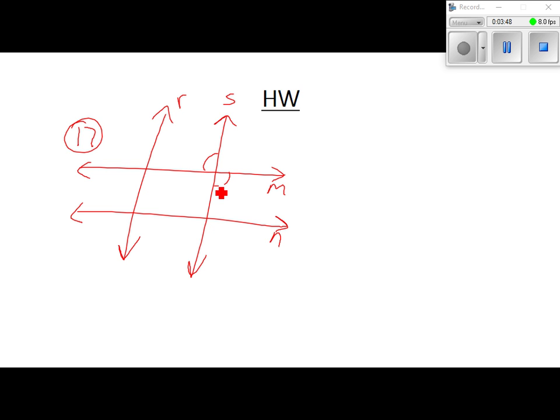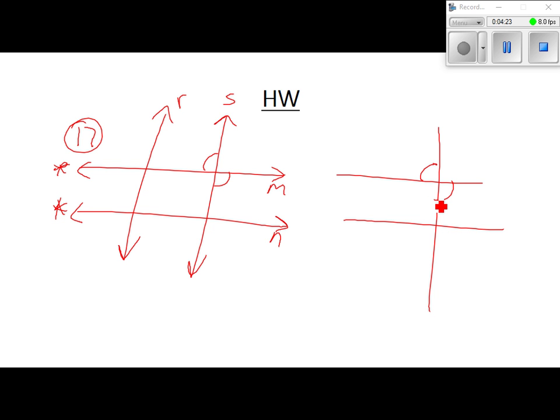The directions say decide whether there is enough information to decide whether line M is parallel to line N. If so, state the theorem. Well, this is line M. It's line N. So we're just looking at those two. With the information they give us, do I want R or S as my transversal? S. All right, so I use S as my transversal, and I know these two angles are congruent.